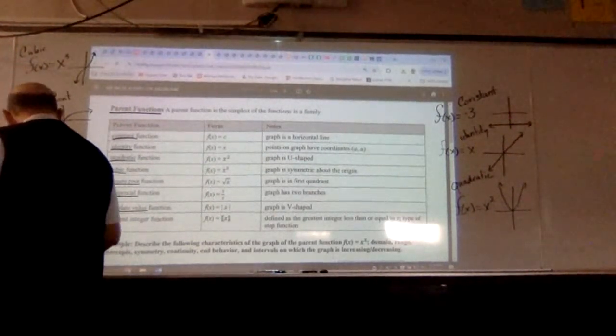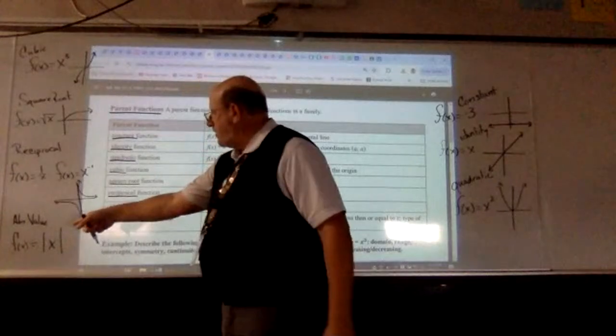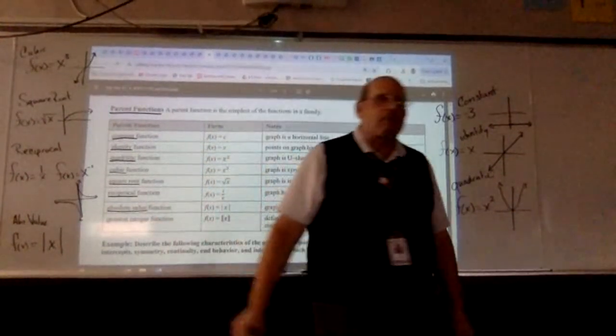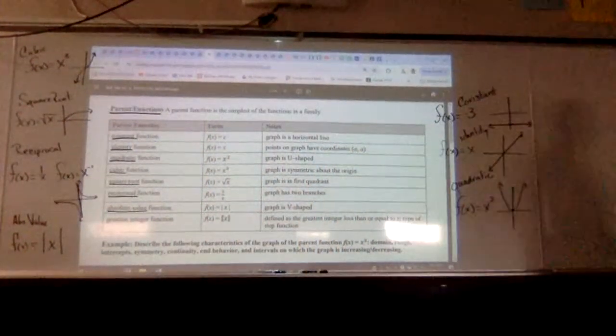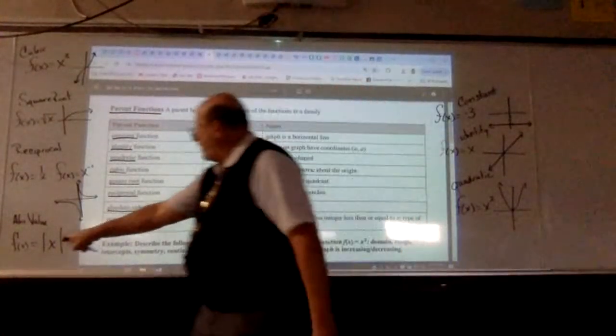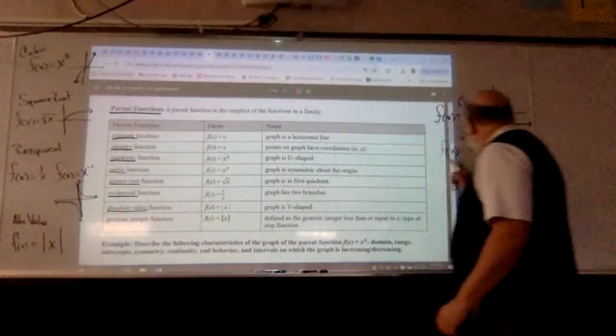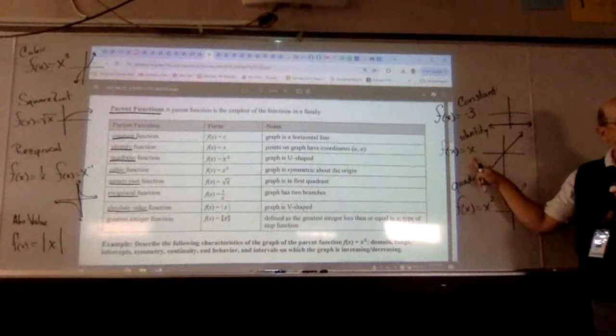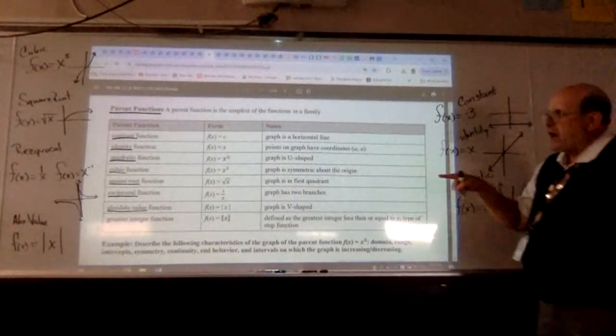So this absolute value function, f of x equals the absolute value of x, looks a lot like f of x equals x. It looks a lot like the identity function, only we have a problem.